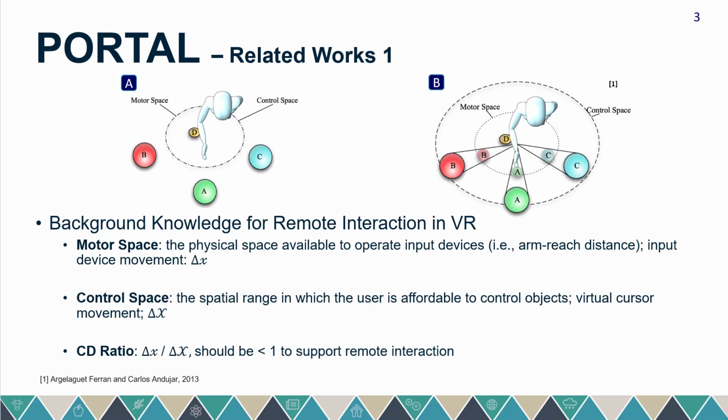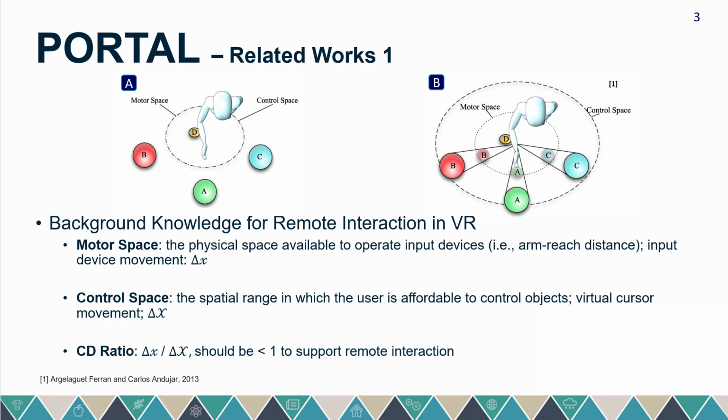Motor space and control space are the fundamental concepts to understand object manipulation in VR. Motor space is the physical space available for the users to operate input devices. Usually it is the arm reach distance. Control space refers to the spatial range where the user is able to control objects by using virtual cursors in VR. Then, control and display ratio is defined by delta small x divided by delta large x.